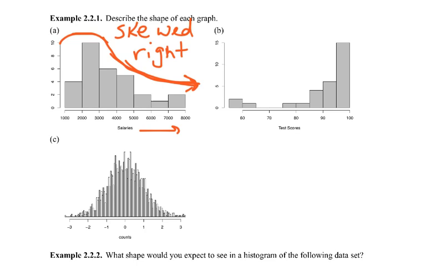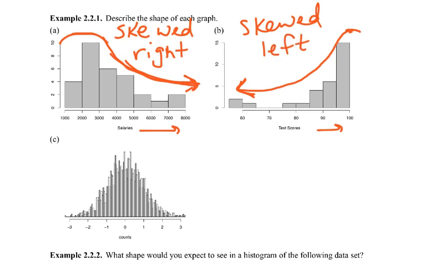In this picture, we're looking at test scores, and you can see that more of the data is in the higher end of the test score range. And so we've got more data here, but the tail is on the left side. So this would be a graph that we would describe as skewed left.